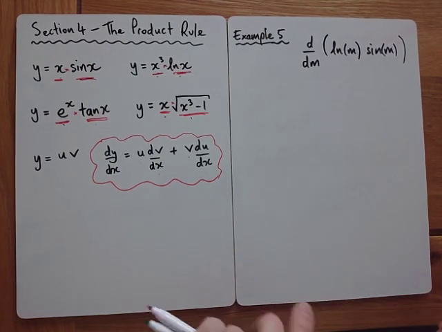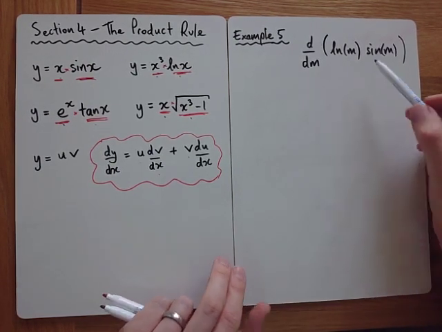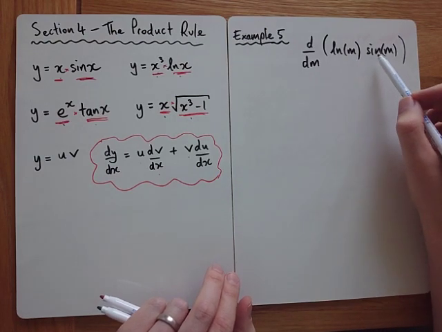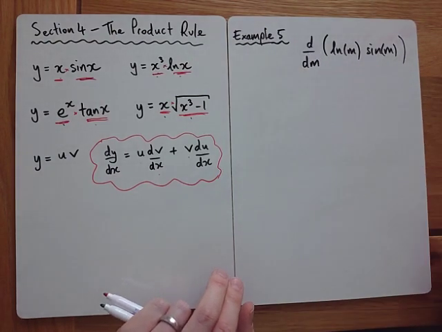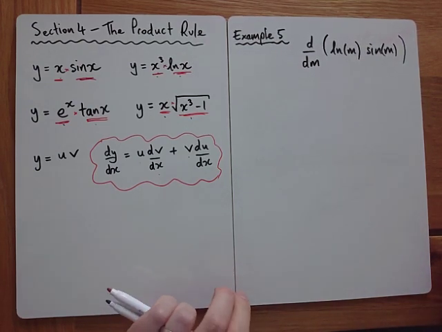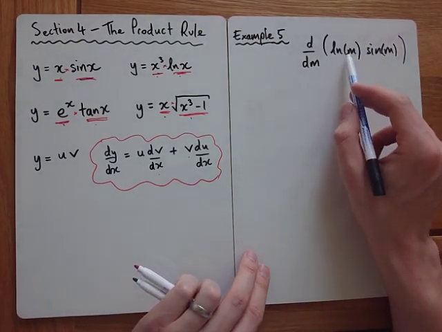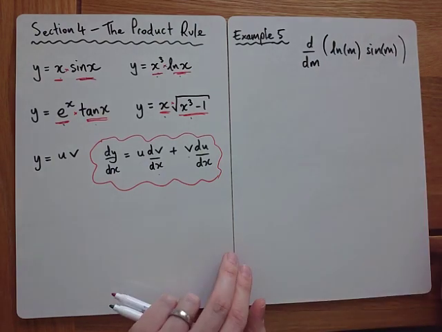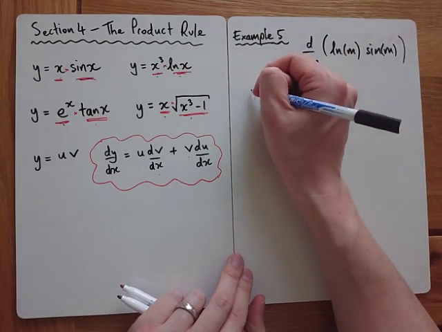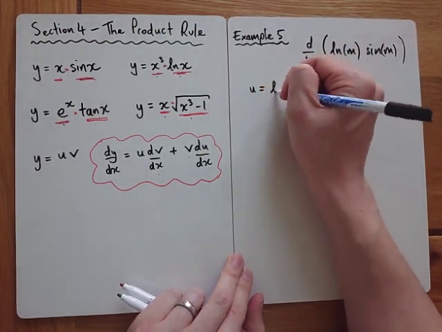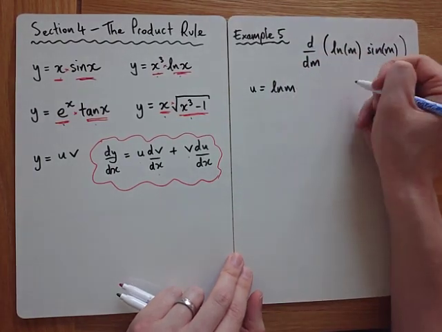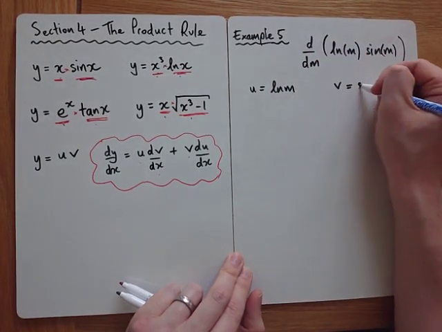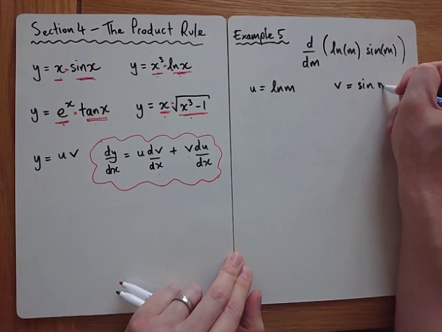Okay, next example says differentiate ln m sine m with respect to m. Okay, so don't let the fact that it's an m freak you out, it's just the same as if it was an x. We're differentiating a function of m with respect to m. So u would equal ln of m, v would equal sine of m.